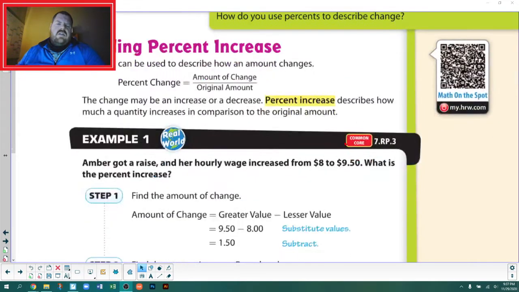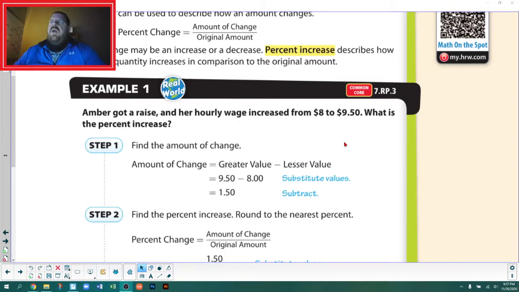Let's go ahead and take a look at this first example. It says Amber got a raise. Awesome. So she's working and she's going to make more money for the hours that she works. Her hourly wage was increased from $8 to $9.50. What is the percent increase? So we need the amount of change and the original amount. We have the original amount, but we don't have the amount it changed yet.